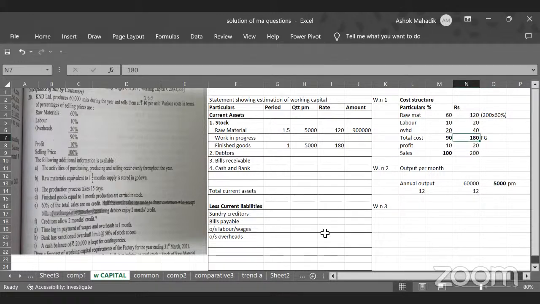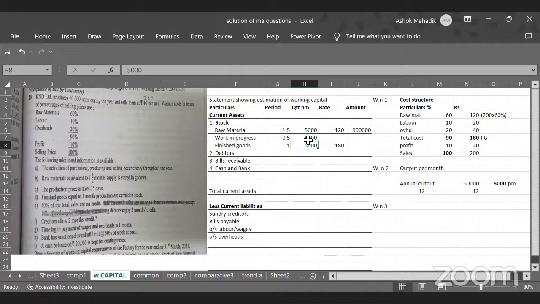Now let us go to earlier adjustment C. C says the production process takes 15 days. Whenever they say production process, the factory time, it means they are talking about work in progress. Clear? Okay. Now what they say, the production process takes 15 days. So 15 days, how will you write? Half month, 0.5 months. Clear? Then output per month is 5,000.